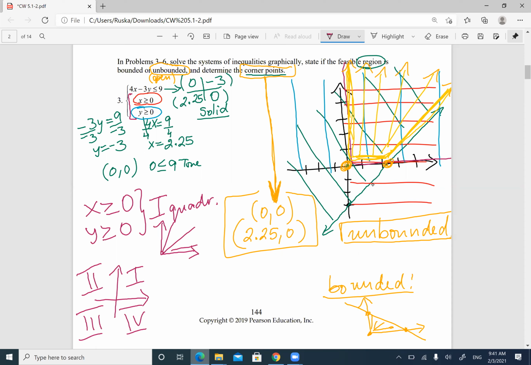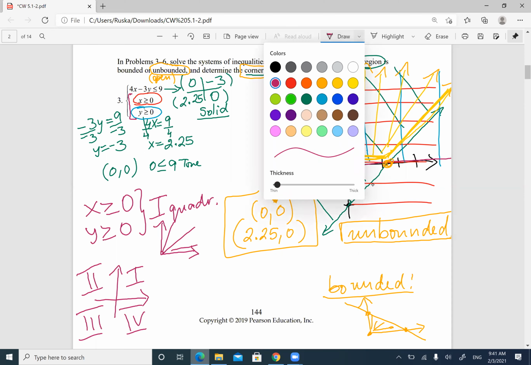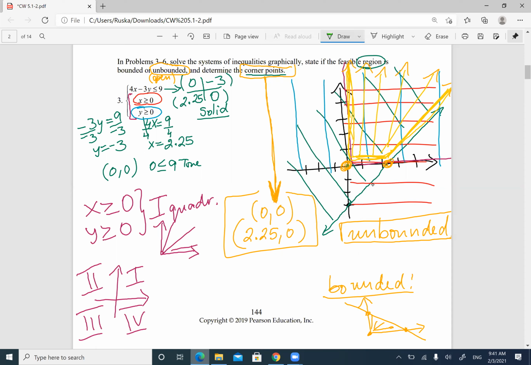And each quadrant has a different sign for x and y. So if you're in the first quadrant, let me write it for you. In the first quadrant, x is positive and y is positive, okay? In the second quadrant, x is negative and y is positive. In the third quadrant, both of those are negative. In the fourth quadrant, we have positive x and negative y. So that's how you know which quadrant you are in, okay?